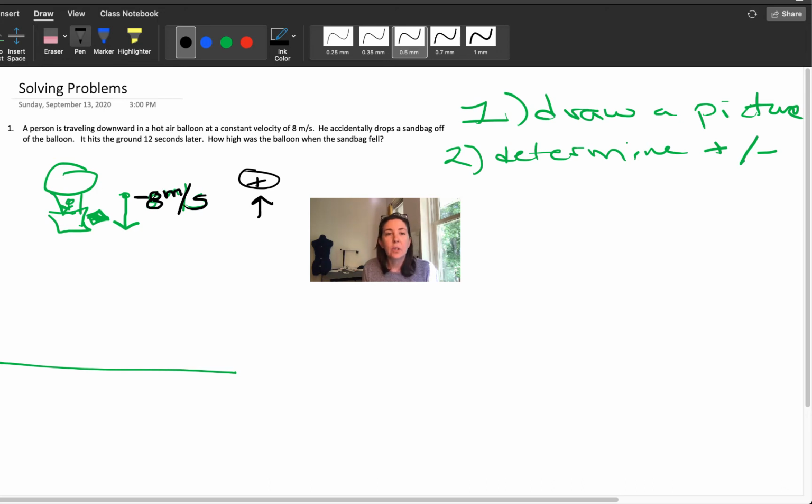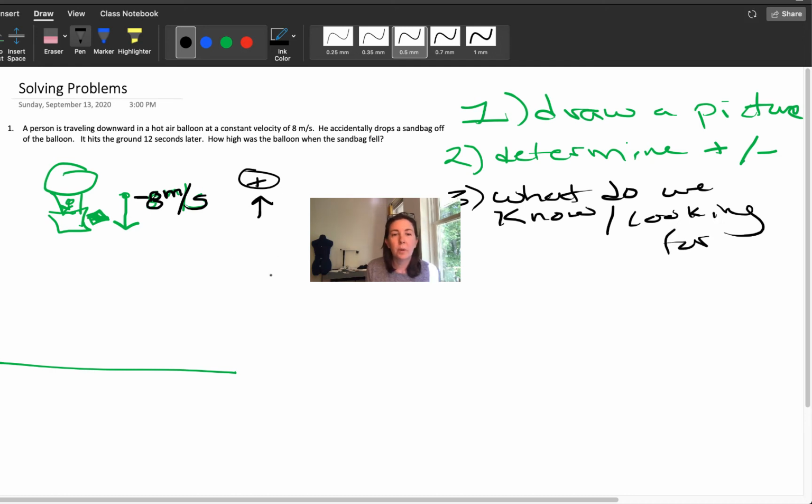All right, and so then, what do we know? And what are we looking for? Okay, so I always start by writing all of my variables: my initial position, my final position, my initial velocity, my final velocity, my acceleration, and my time. So highlighting the problem is always a good thing.